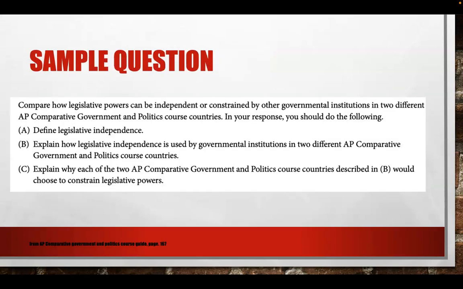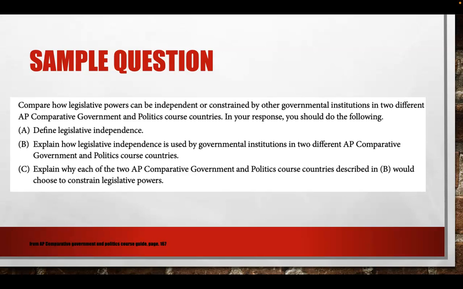Here is going to be a sample. A, B, C, you look right through here. So A, define legislative independence. So what is legislative independence in general? Just give me the definition. You don't need to explain why or what it is. Just tell me what it is. Explain how legislative independence is used by governmental institutions in 2 different AP Comparative Government and Politics course countries.